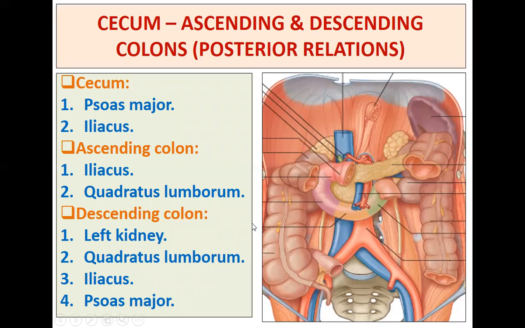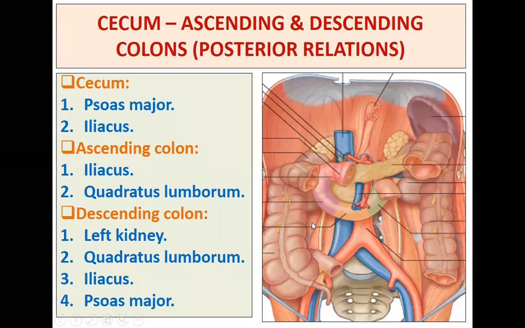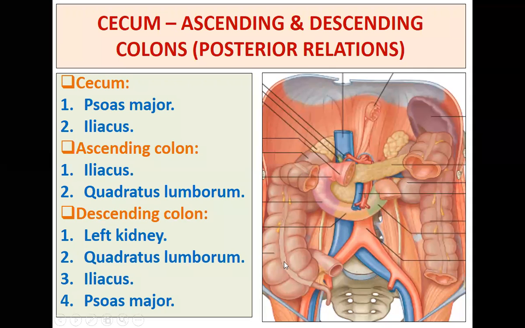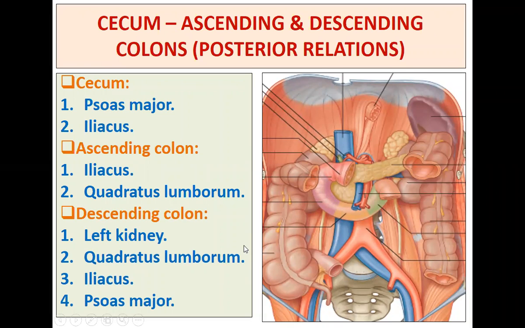Then we have the ascending colon. So what is posterior to it? One is the iliacus as well as the quadratus lumborum. There is a muscle here called the quadratus lumborum, and the iliacus. You already saw the iliacus. Both these muscles, quadratus lumborum and the iliacus, form the posterior relation.